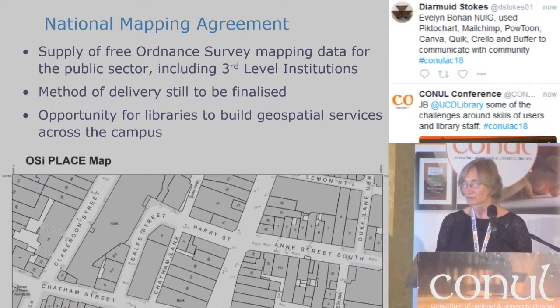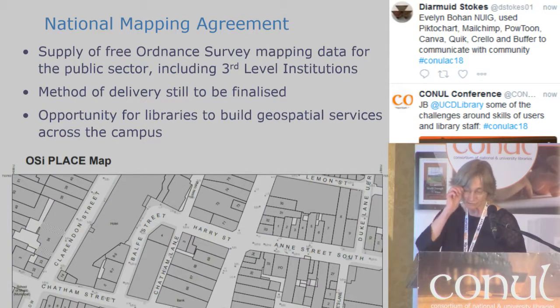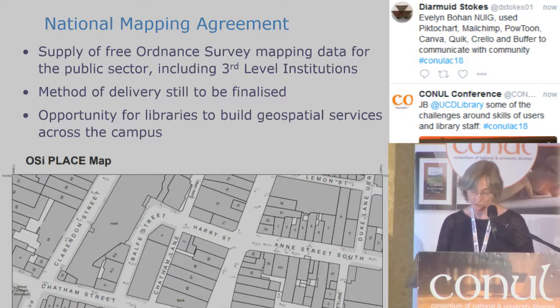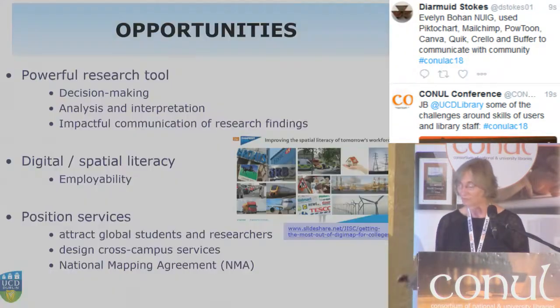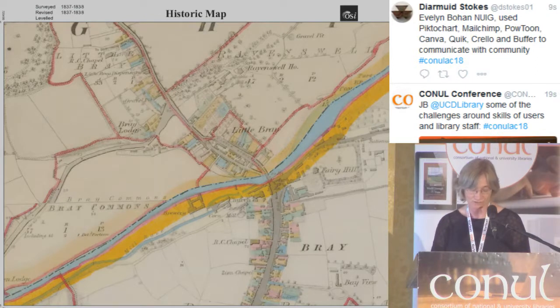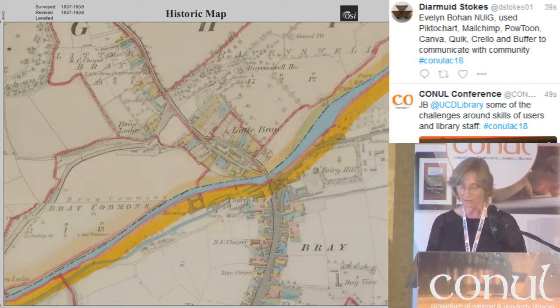So finishing with opportunities, the government's National Mapping Agreement will result in the free availability of mapping from the Ordnance Survey to the public sector, including third-level institutions. The Ordnance Survey is still working out the delivery model, but once that is done, then we will be able to develop services in conjunction with our client services colleagues, from basic delivery of PDF mapping such as these, to more complex GIS-related geospatial services, utilizing the Ordnance Survey's vector data with powerful GIS software such as ArcGIS.